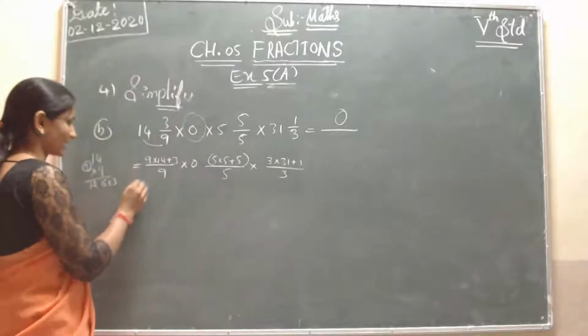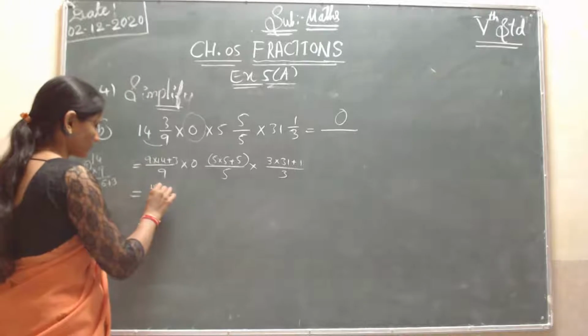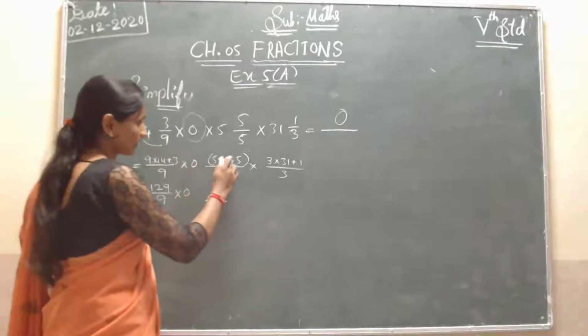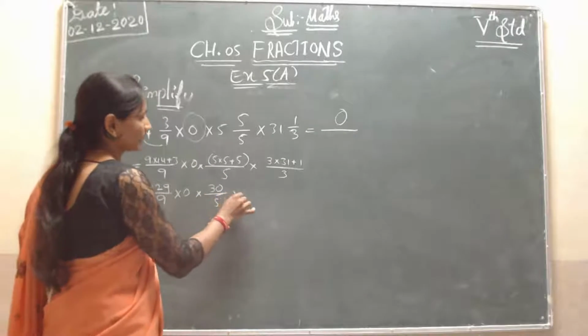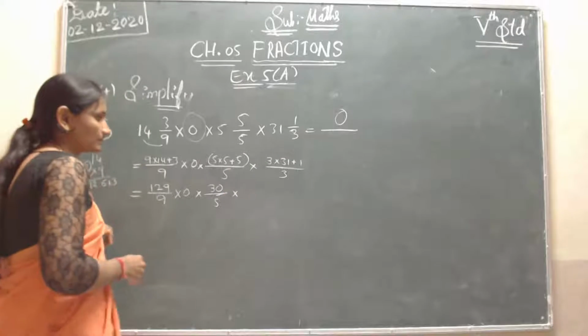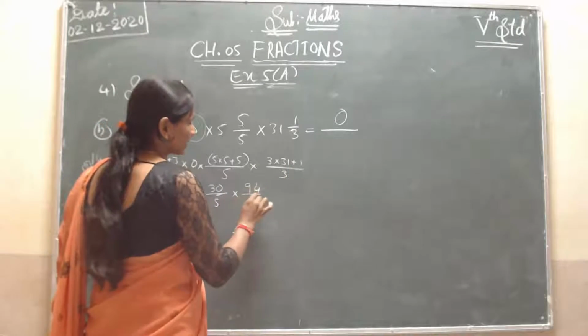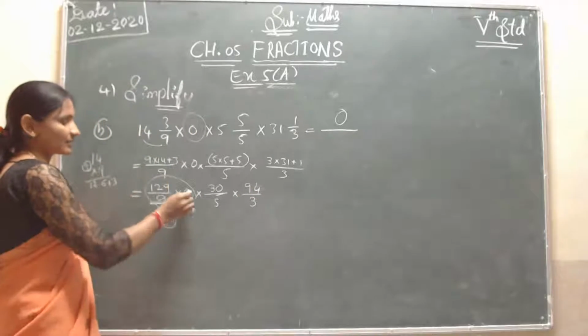Students, can you observe next? So 126 plus 3, so 139 by 9 into 0, 25, 530 by 5 into 31. 3 threes are 93 plus 1, 94 by 3. Students, can you observe this multiple result, the complete result is 0.